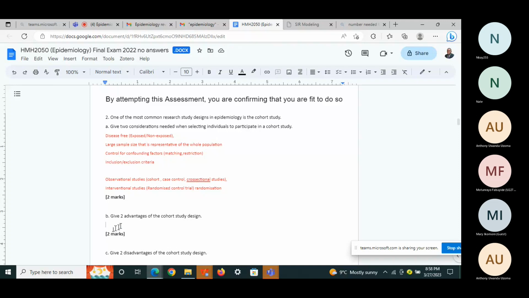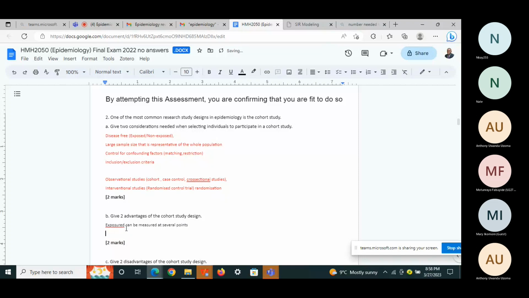Okay, so two advantages of cohort study design. Just use Google and get it now. You get two advantages. So cohort study design is a forward-looking study. Can anyone tell me any advantage and disadvantage of cohort study? Exposure can be measured at several points. Good. So that's number one: exposure can be measured at several points. Yes. What else?